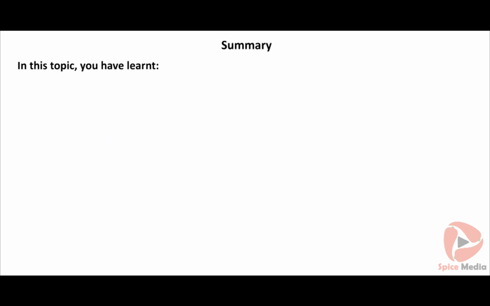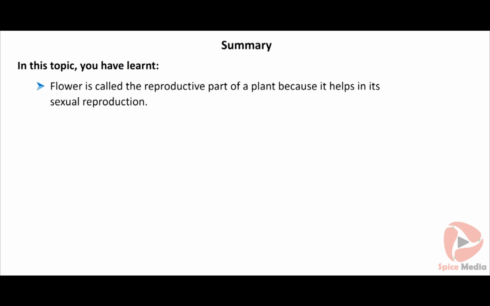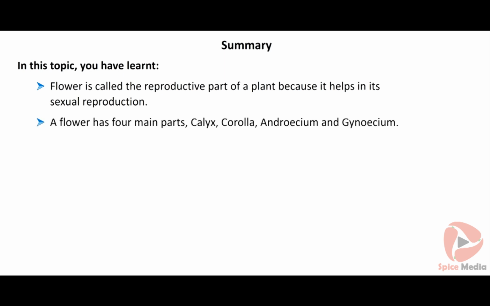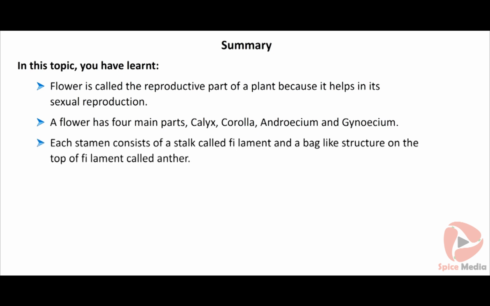In this topic, you have learnt the flower is called the reproductive part of a plant because it helps in its sexual reproduction. A flower has 4 main parts: calyx, corolla, androecium, and gynoecium. Each stamen consists of a stalk called filament and a bag-like structure on the top of the filament called anther. The main function of the flower is reproduction.